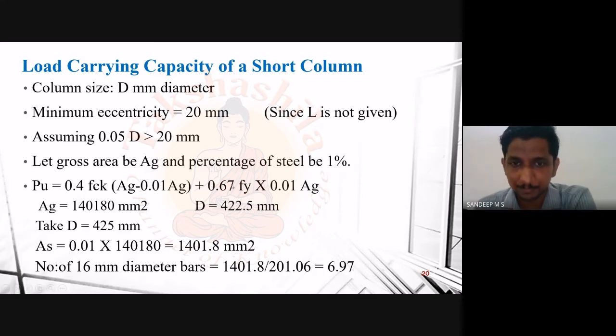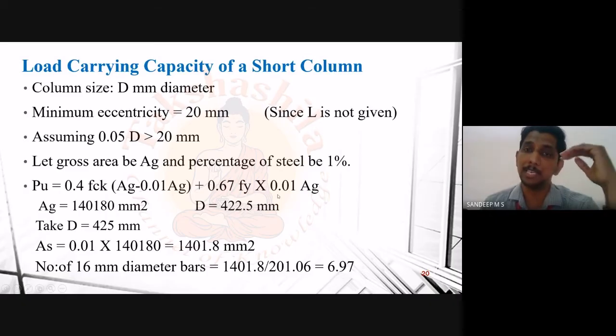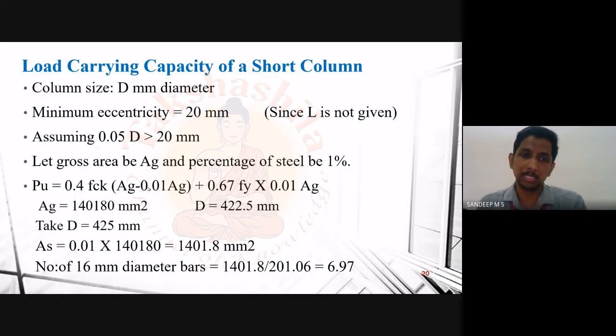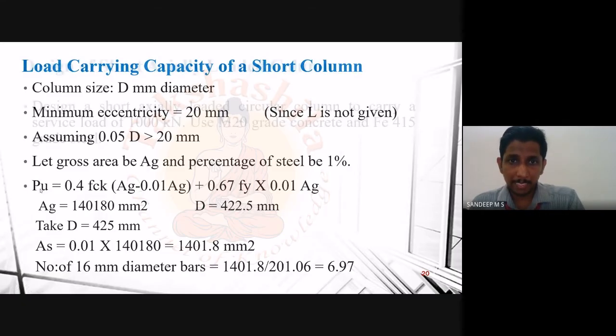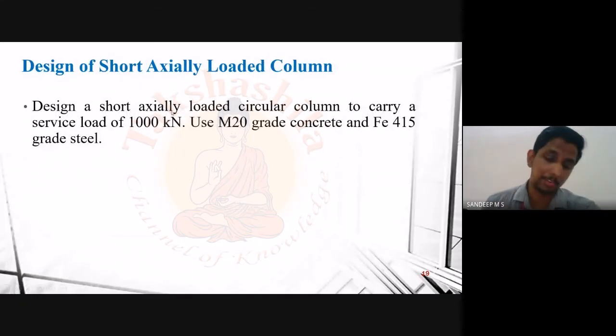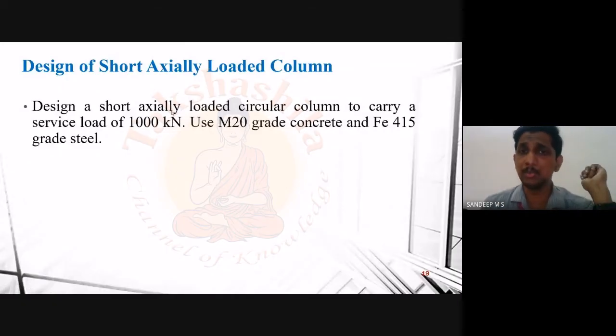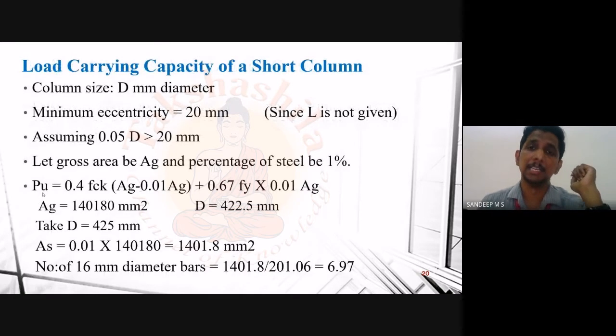Plus 0.67 fy into area of steel. Area of steel here is 0.01 times Ag, so I am directly substituting that here. I have just converted this equation in terms of gross area, and from this, what will be Pu? 1000 is our service load, so we have to factor that, 1000 into 1.5. That will give me 1500 kilonewton. So when I substitute it here, it will be 1500 into 10 raised to 3 newtons.